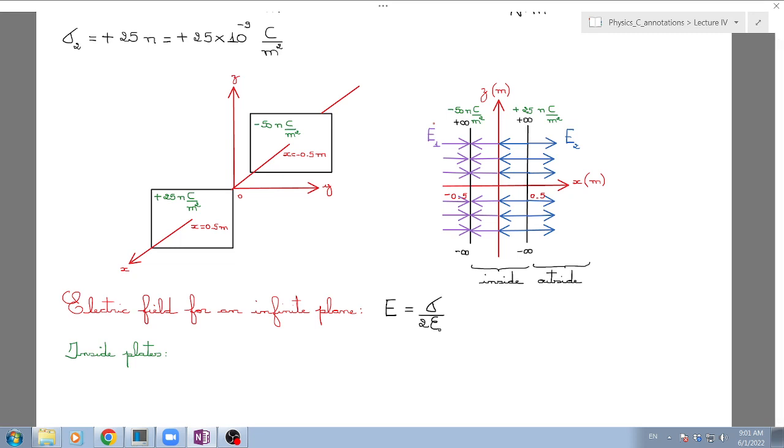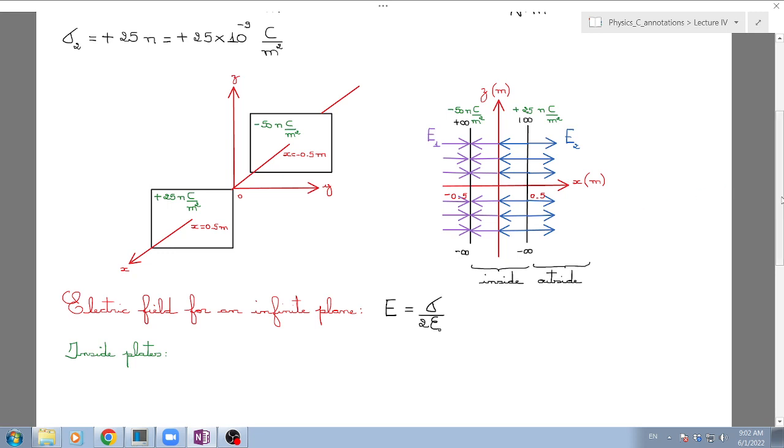As you can see, I put the regions in different colors. In the region between the two plates, the two electric fields add up, and in the region to the left of this plate here, we are going to subtract.